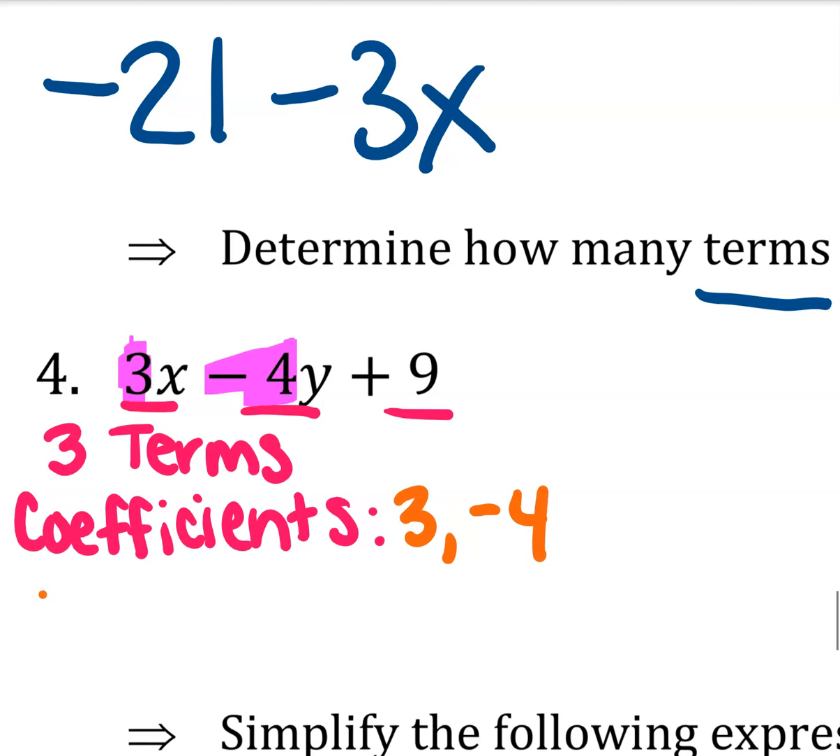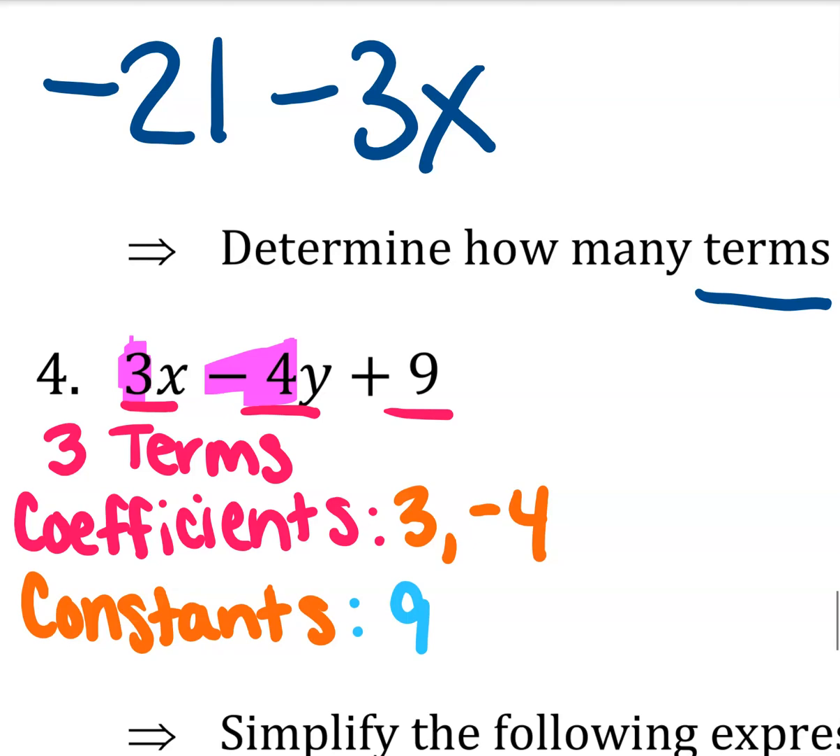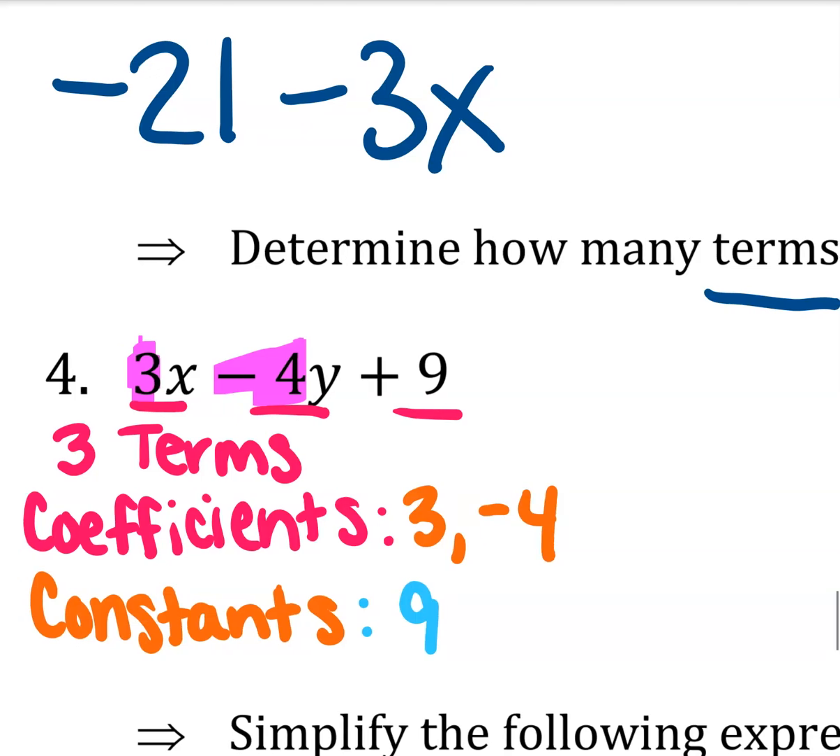And then I also need to label the constants. So the numbers that are by themselves, the things that don't have any letters. And the only thing that doesn't have a letter is the 9. So the 9 is my only constant. And then the only other thing it wanted was variables. So I'm going to write variables right here.